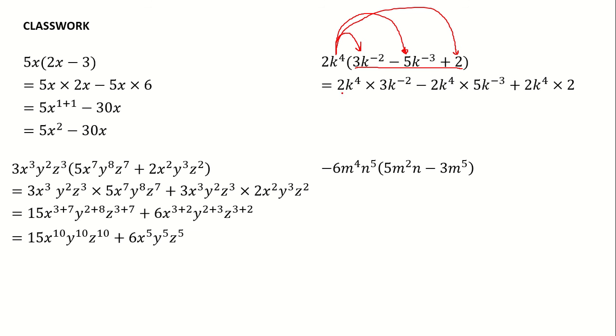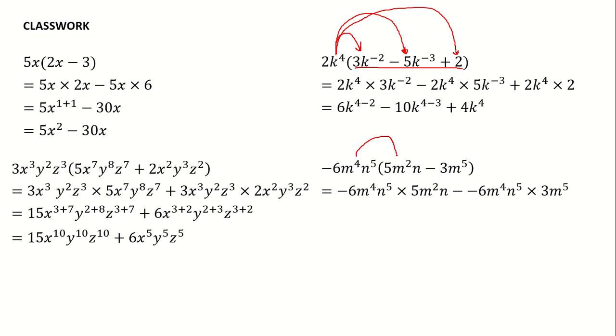Now let's do my multiplication. 2 times 3 is 6. K exponent 4 times k exponent minus 2, you're going to write it as k, but you're going to take 4 and add it with minus 2. 4 plus minus 2 will give you 2. Now I still have minus in between. 2 times 5 is 10. K exponent 4 times k exponent minus 3 will still be k, but I'm going to have 4 plus minus 3. 4 plus minus 3 is 1. 2k exponent 4 times 2. I don't have any k there, so my answer will just have k exponent 4. All I'm going to do is just times 2 with 2. 2 times 2 will give me 4. So I'm going to have 4k to exponent 4. This is it, guys. And this will be your answer.